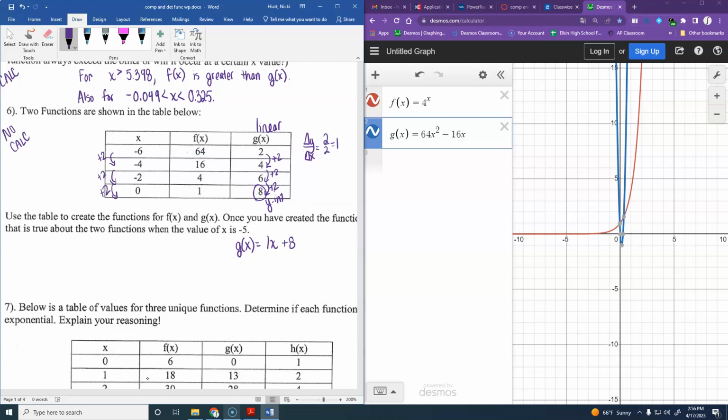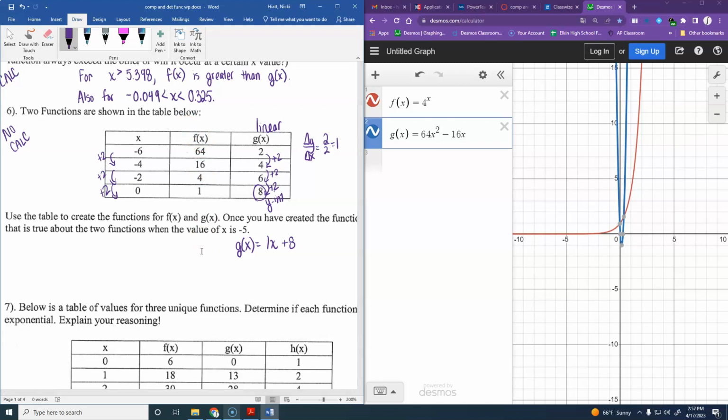You can test it by plugging in some numbers. Like if I plug in negative 2, 2 times negative 1 is negative 2 plus 8. That'll give me 6. So that one we've got. What do we think about f? Is it linear? Okay.